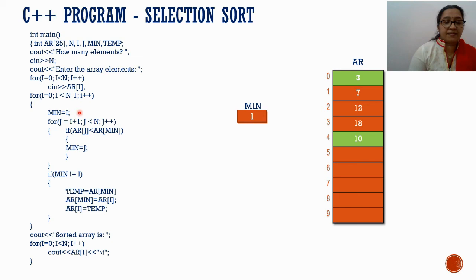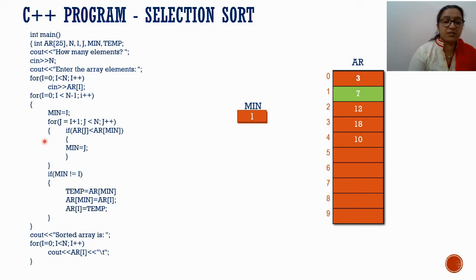Min is i, 1. Now AR of 1, that is 7. AR of 1 we are comparing with AR of j, where j is equal to i plus 1, that is with 12. 7 and 12 we are comparing. 7 is the smallest one, so no change. Then 7 and 18 we are checking. No change. 7 and 10 we are checking. No change. So if min is not equal to i, then only we want to swap it. So min is equal to i, so the array stays in the same style itself. 7 is there itself, it's not moving anywhere.